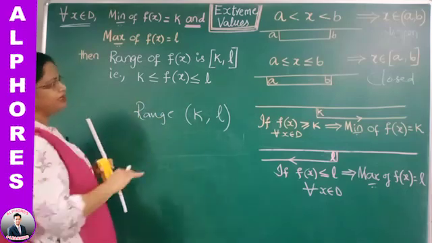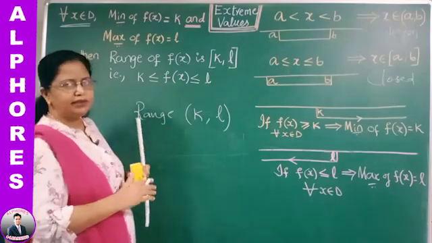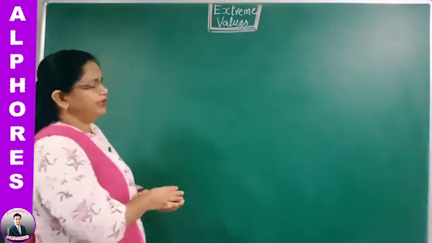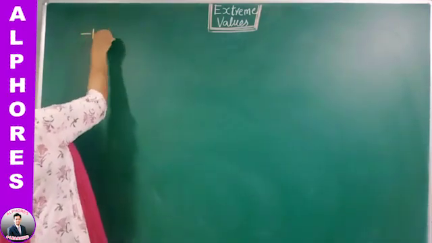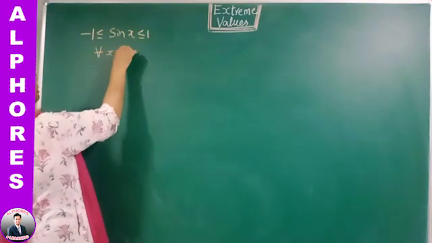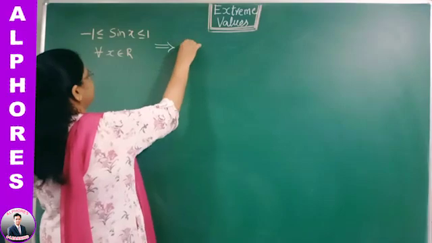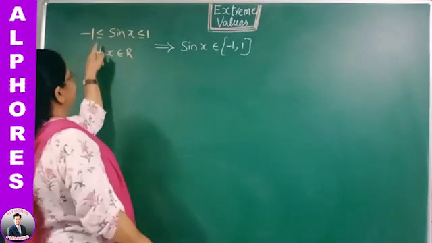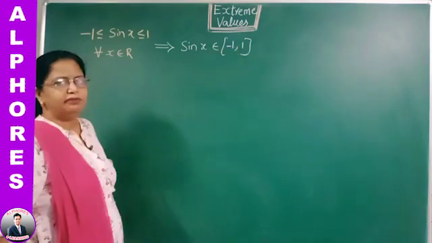Now based on these, we are going to discuss the same kind of concepts for all trigonometric functions. Students, observe here, let us take our known trigonometric functions. Minus 1 less than or equal to sin x less than or equal to 1, for all x belonging to its domain, that is, all the real numbers. Therefore sin x belongs to the closed interval minus 1 comma 1, because the equality symbol is there, and this is known as the minimum value of sin x and this is the maximum value of sin x.